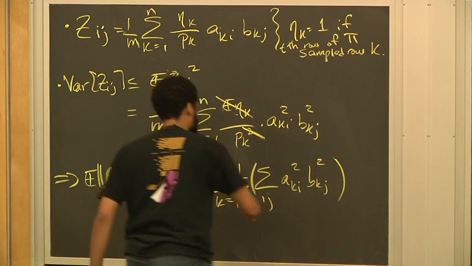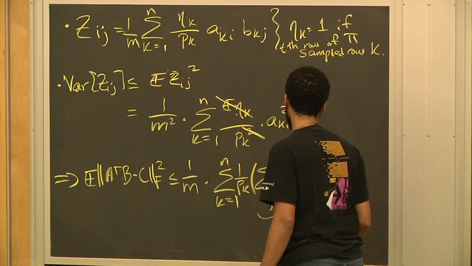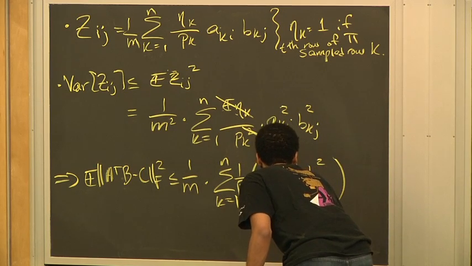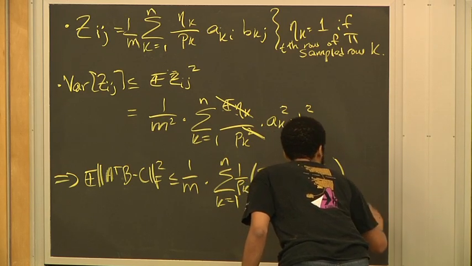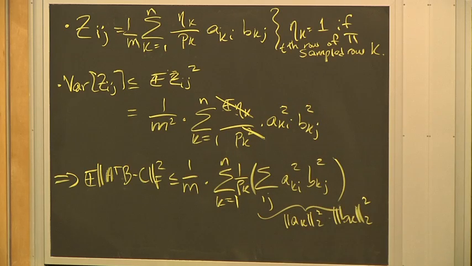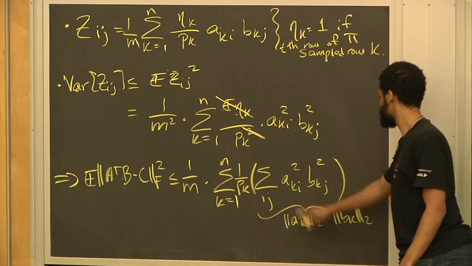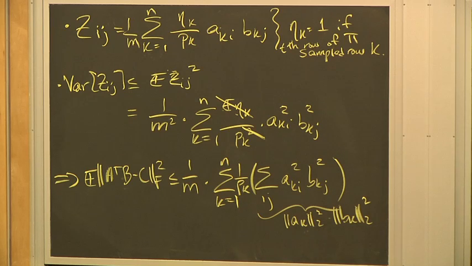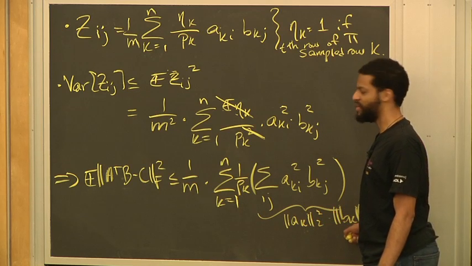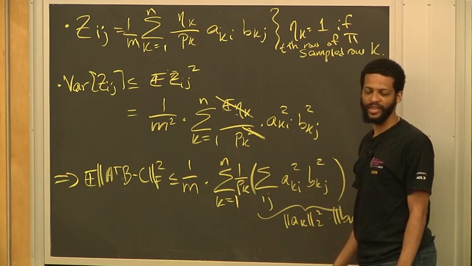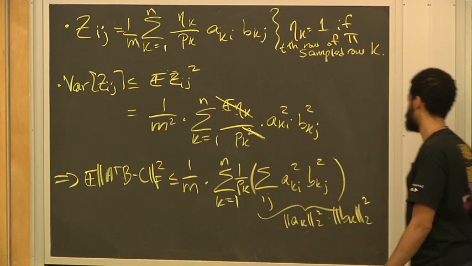And this sum over ij of this thingy is just equal to the L2 norm of ak squared times the L2 norm of bk squared. If you just expand out this product, you get exactly that. And now remember what pk is. pk is ak times bk over the sum of all of them.